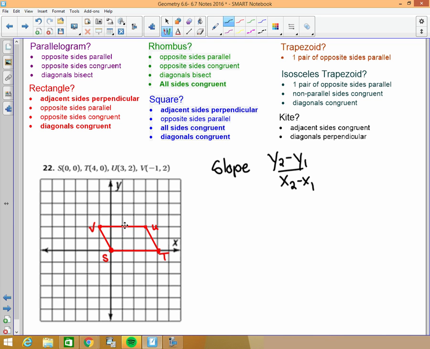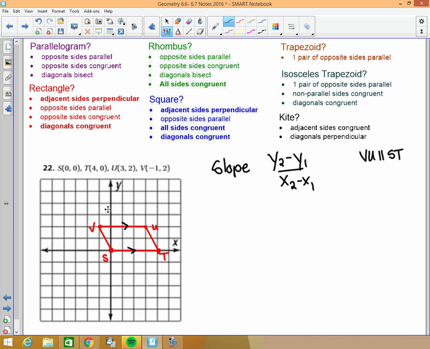Now the good news is this one actually has two horizontal lines. So do we actually need to do the slope for those? No, we know that the slope of this one's going to be 0 and the slope of this one's going to be 0. So I can already say, before I do any of the mathematics at all, that VU is parallel to what? ST.